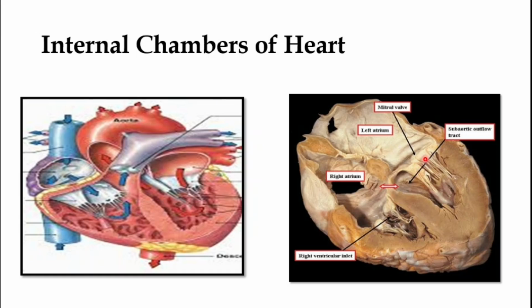And you can also see the valves. This is the valve between the right atrium and the right ventricle, and that valve is the tricuspid valve, and this is the bicuspid valve, also known as the mitral valve, which is present between the left atrium and the left ventricle. And you can also see this muscle which is the myocardium. So in this video we are going to talk about these four chambers. We will talk about the special features related to the individual chamber.